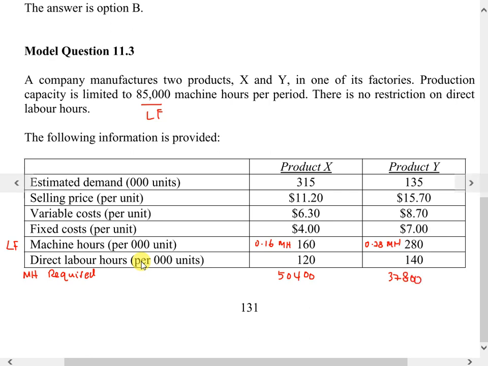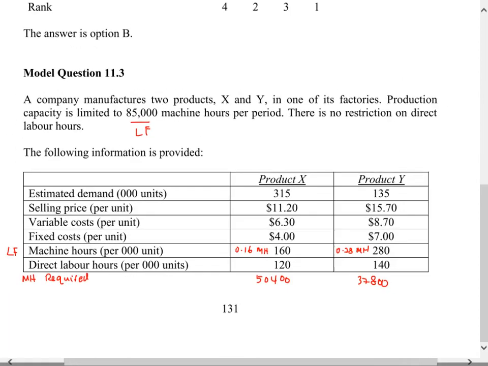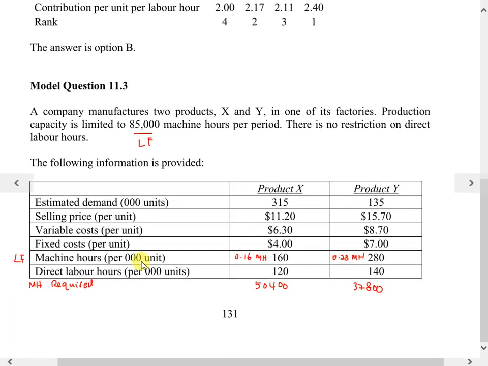Total? 88,200 required. Available is only 85,000. Shortage. Hence, these are my limiting factor.